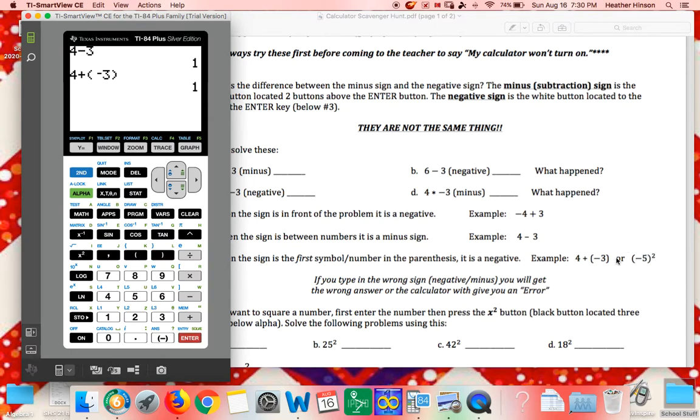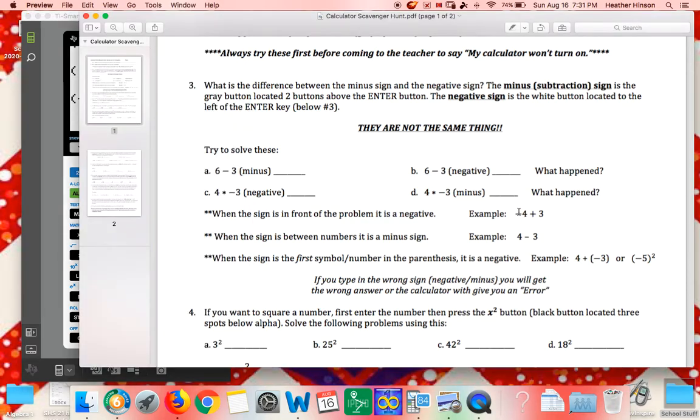Same thing if you're doing squared. You have that negative 5. It's your first symbol within that group, within that parentheses. So it's going to be a negative, and then squared. If you go and plug in a minus 5 and square it, it's going to give you an error. So these are very easy ways to figure out if you're using the right sign. Most of the time it's going to give you an error, so you can go back and double check it. Make sure you put minuses where they go, negatives where they go.